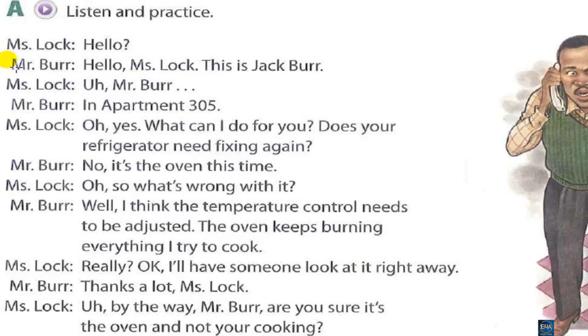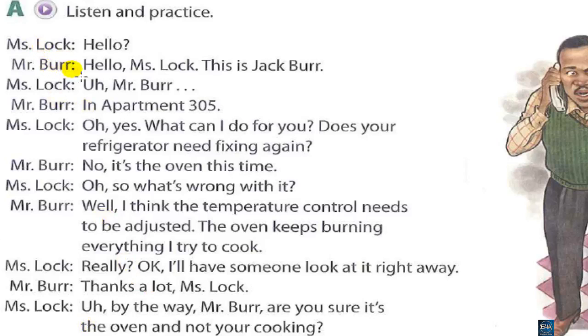Hello? Hello, Ms. Locke. This is Jack Burr. Mr. Burr? In apartment 305. Oh, yes. What can I do for you? Does your refrigerator need fixing again? No, it's the oven this time. Oh, so what's wrong with it? Well, I think the temperature control needs to be adjusted. The oven keeps burning everything I try to cook. Really? Okay. I'll have someone look at it right away. Thanks a lot, Ms. Locke. By the way, Mr. Burr, are you sure it's the oven and not your cooking?